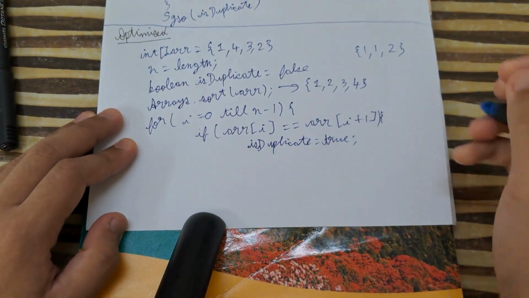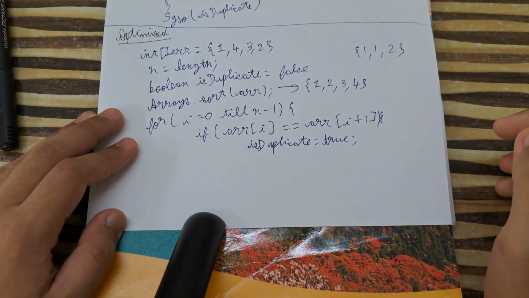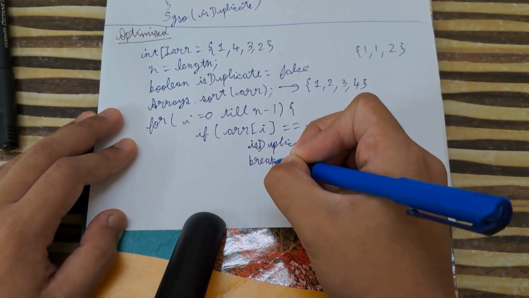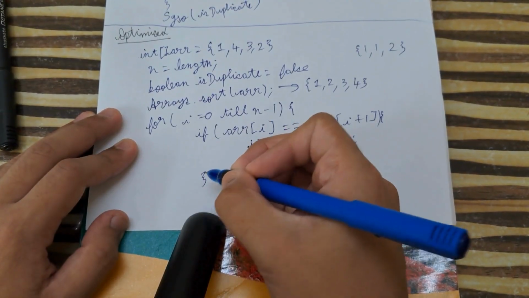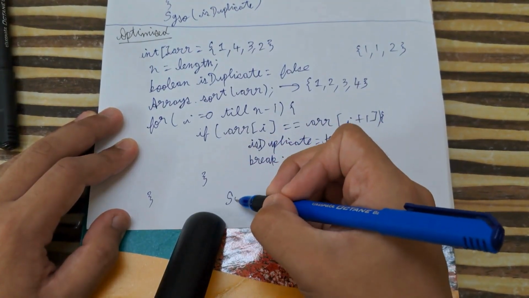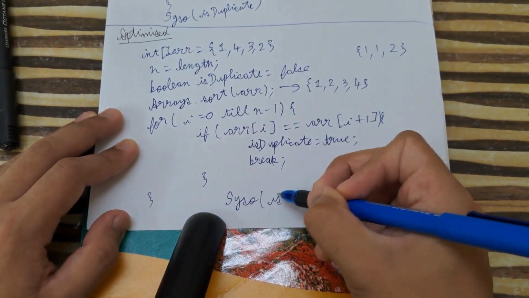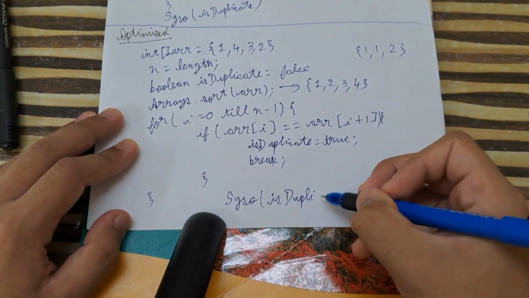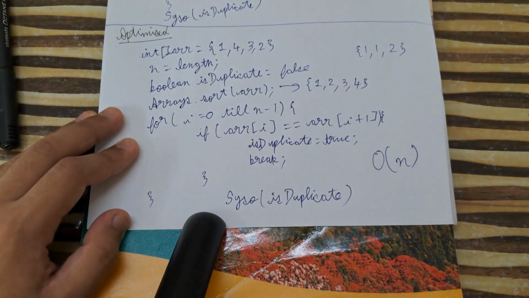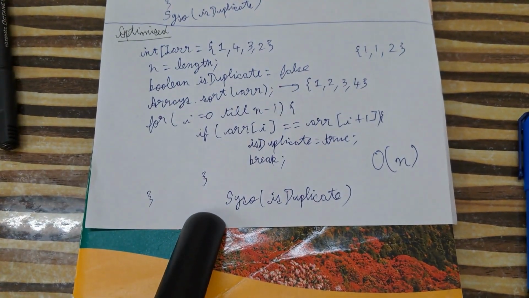And here, as soon as we get to know that there is a duplicate in the array and we have set isDuplicate as true, we can break the for loop to save time and lessen the time complexity. And then in the end, we can just print isDuplicate. This is an optimized approach which solves the problem in O(n) time complexity. Let's go to the code.